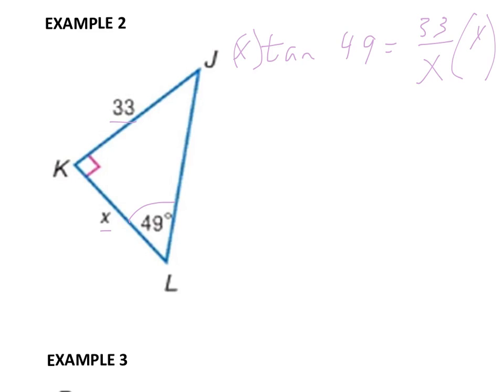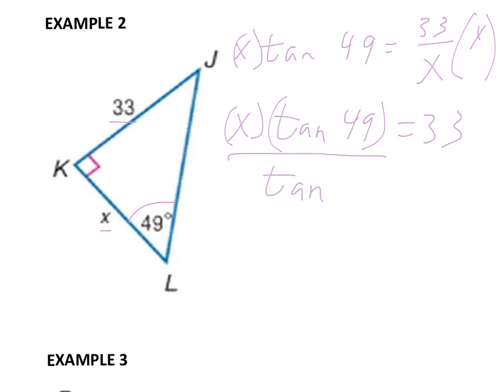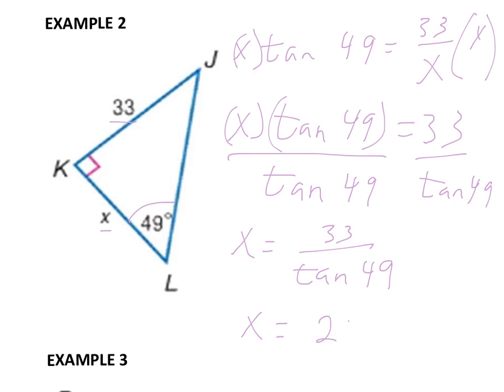The only difference is now we have x tangent 49 equals 33. We still want to isolate that x, so we'll divide by tangent 49. So x equals 33 divided by tangent 49. And when we plug that into the calculator and round to the tenths place, x equals 28.7.